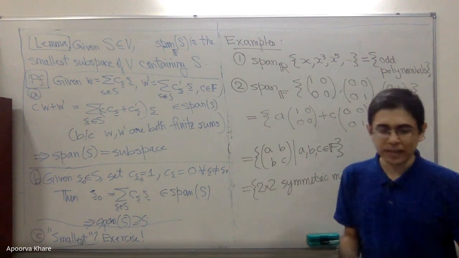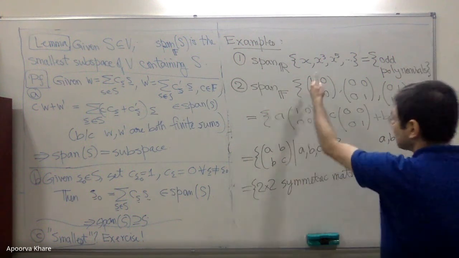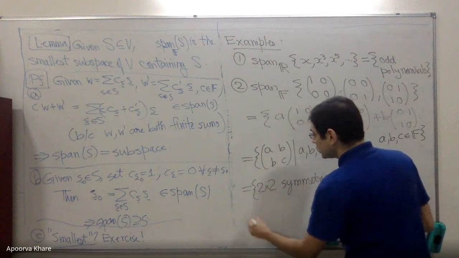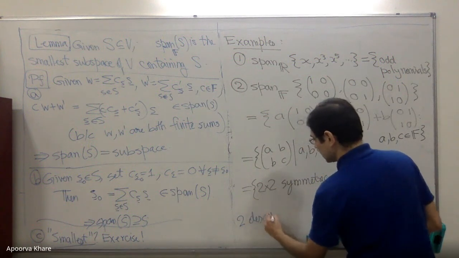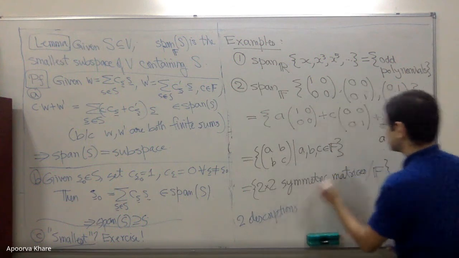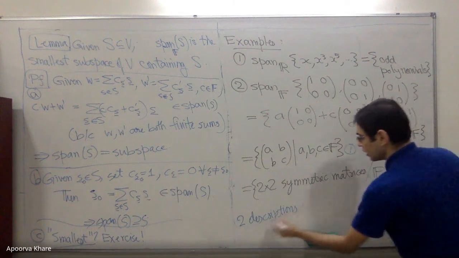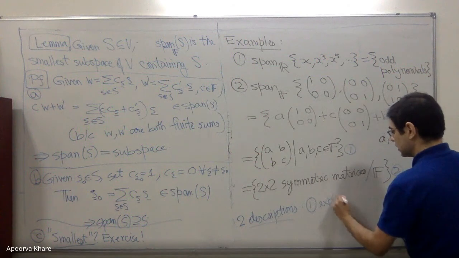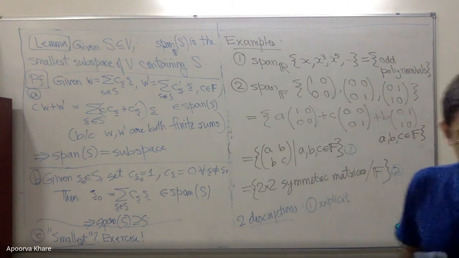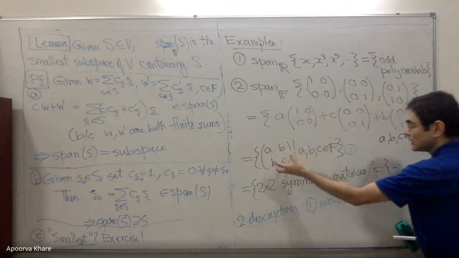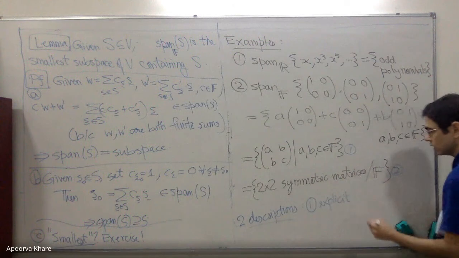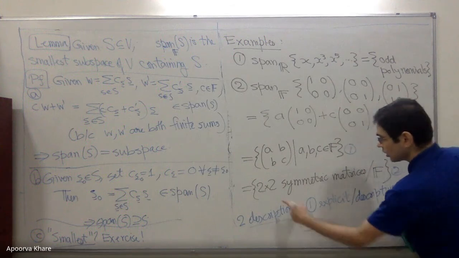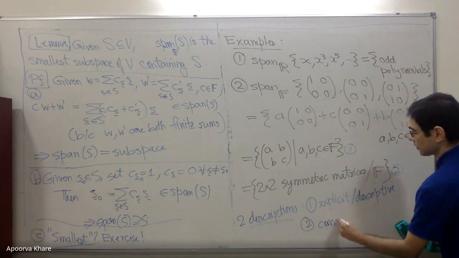There's something to be said here. The span of this, of course, is a subspace, the smallest subspace containing these three, and so on and so forth. The thing to be said here is that there are two descriptions of the same object. This is description 1, this is description 2. One is explicit or descriptive. It's an explicit description of what that object is: the set of matrices that look like this. And the second is sort of a conceptual one. It's the set of symmetric matrices.